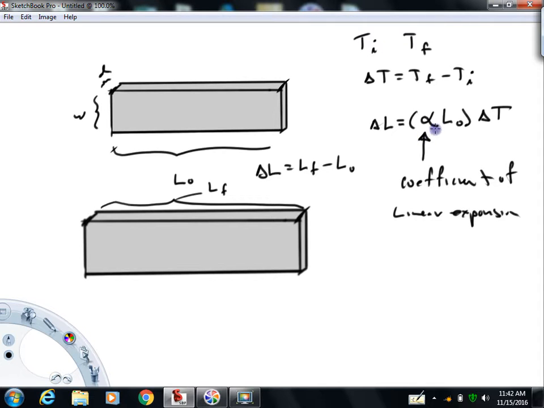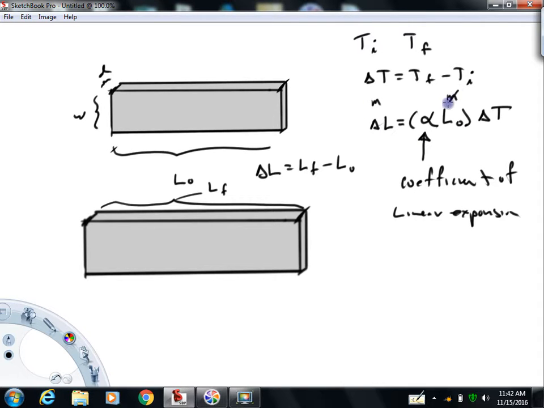Let's talk units on this coefficient of linear expansion. This is a very forgiving equation unit-wise. If I put the length here in meters, the change in length will be in meters. If I put the length in miles, the change in length will be in miles. If I put it in millimeters, the change in length will be in millimeters. I can actually put these lengths in any units we want.